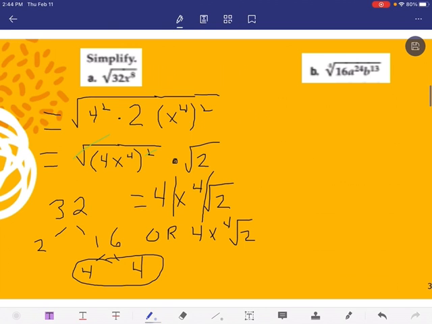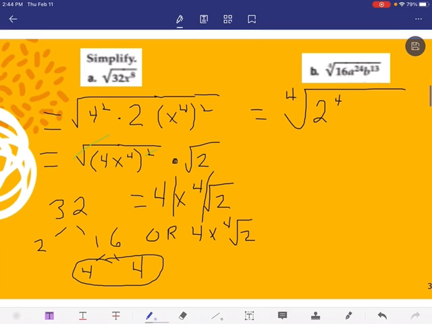So let's look at our next one. We have 16a to the 24th times b to the 13th, and those are all under a 4th root. That is a 4 as my index. So let's think about, okay, well, we don't know. If you don't know your fourths, that's okay. 2 times 2 times 2 times 2 does indeed give us 16, which is helpful, because then we can just say, okay, this is 2 to the 4th, and that takes care of that.